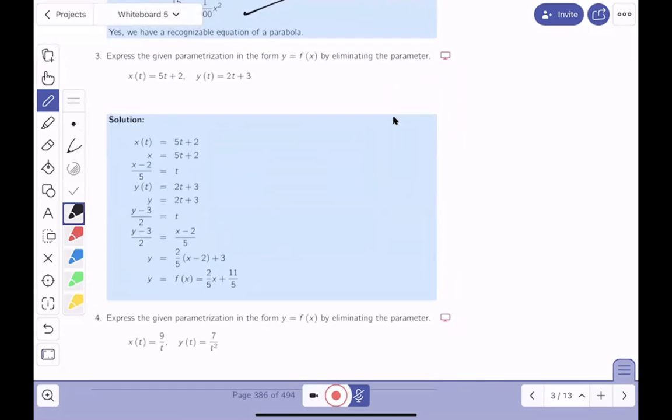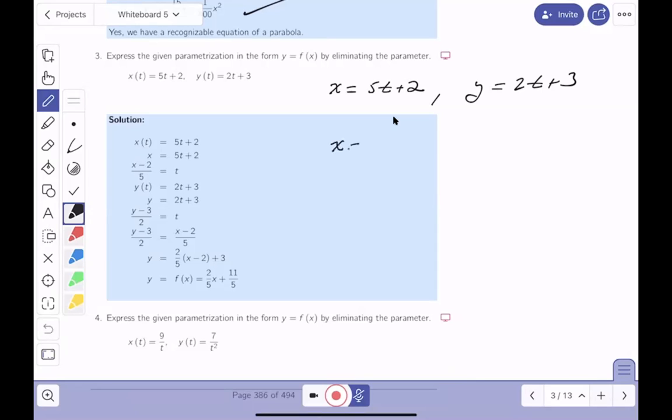Let's put this down. So what do you get over here? I'm going to say x equals 5t plus 2 and y equals 2t plus 3. And I'm trying to eliminate the t in the problem. There's many ways to do it, by the way. So I'm going to do it a little differently than I'm doing in the notes. What I'm going to do is simultaneous equations, and let me write this down for you.